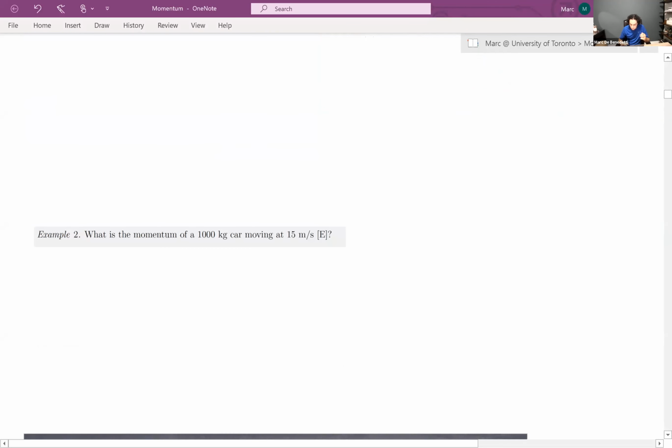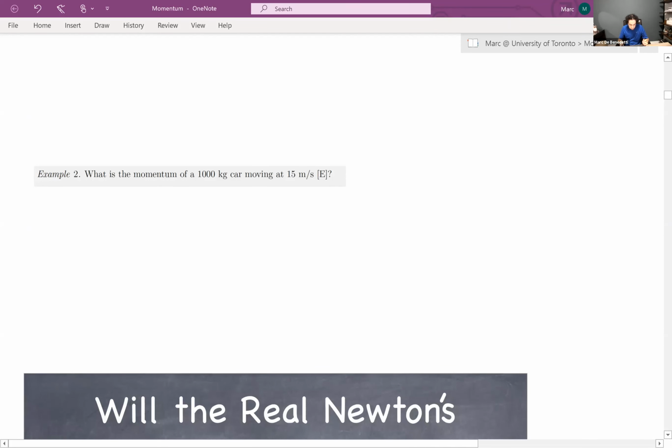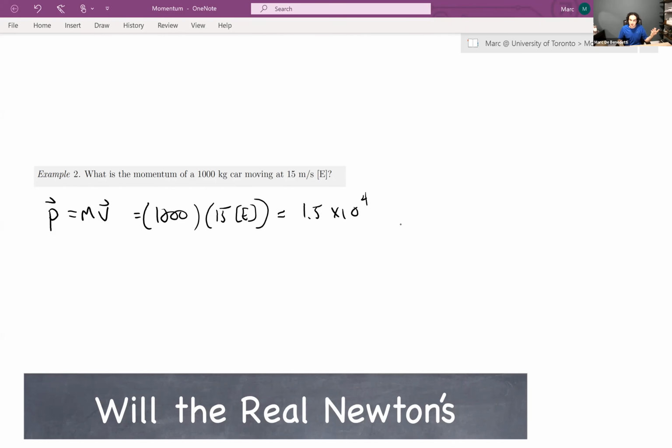Okay, now that we know the definition of momentum, let's do a very simple question here, just to illustrate the math and also the vector nature. What is the momentum of a 1,000-kilogram car? That's probably about a Civic. Anything bigger than a Civic is probably more than 1,000 kilograms. What is the momentum of a 1,000-kilogram car moving at 15 meters per second east? So the momentum is going to be mass times velocity, which means we're going to get 1.5 times 10 to the 4. And if you look at the units, you're doing mass, which is kilograms, and you multiply it by velocity, which is meters per second. So the unit for momentum is just kilogram meters per second. And of course, it's a vector, so we have to label it east.